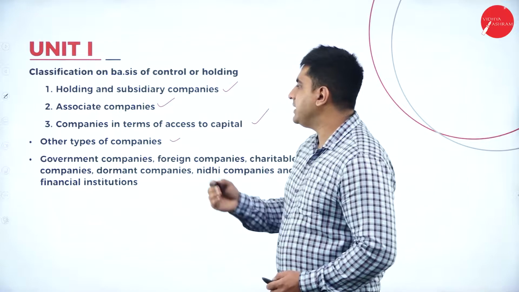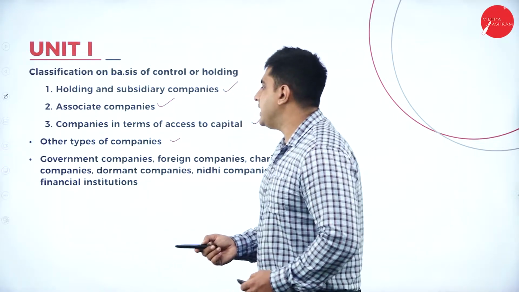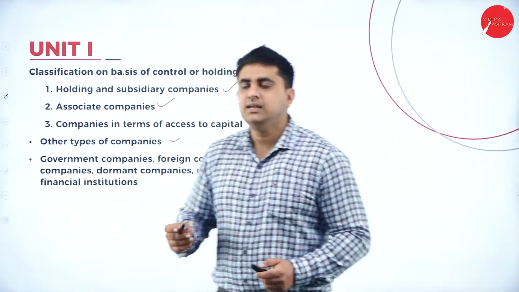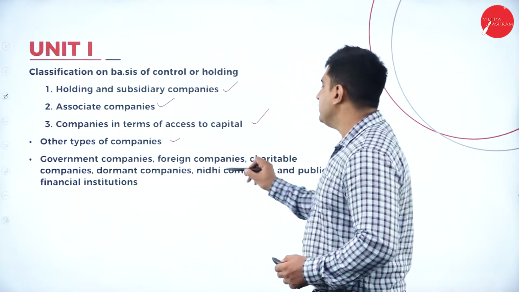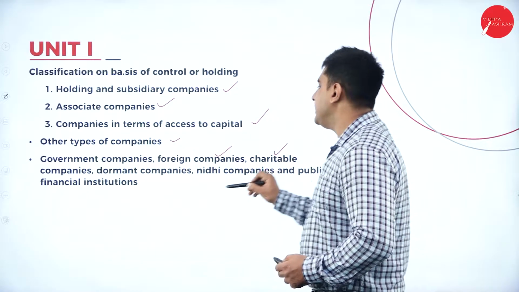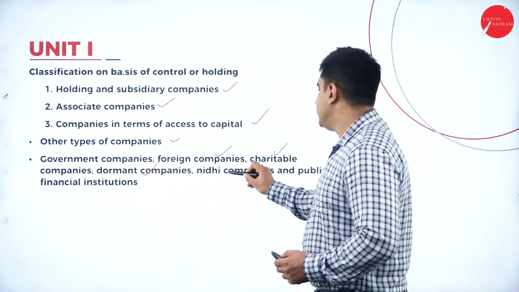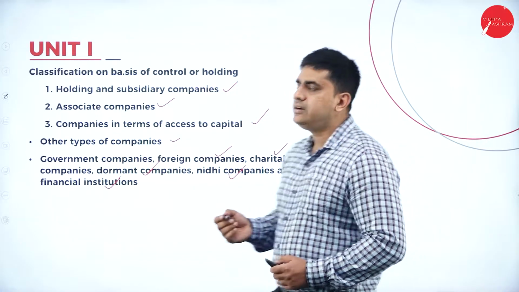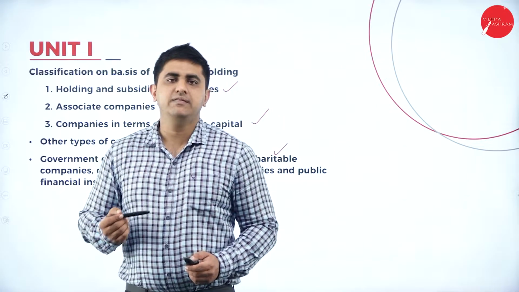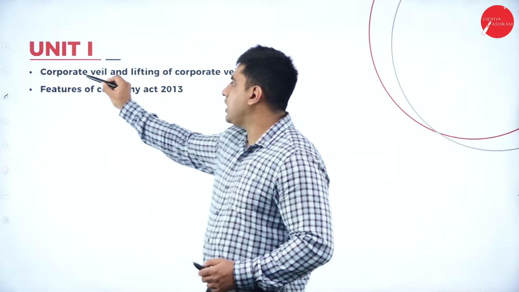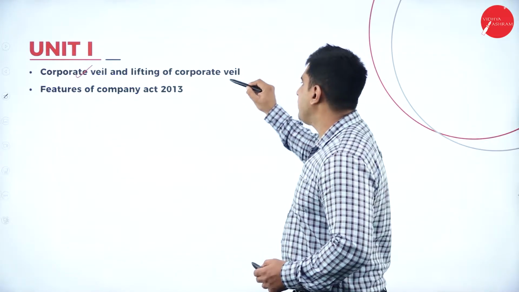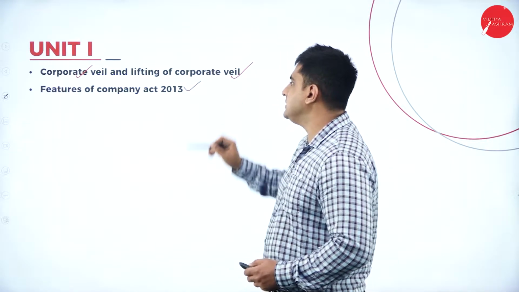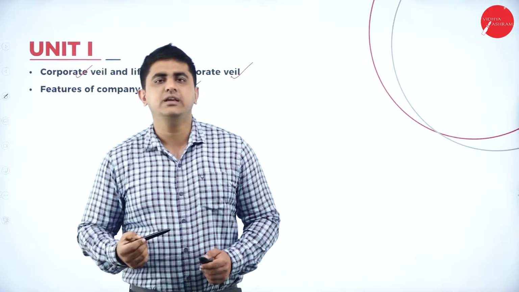So other type of companies are government companies where more than 50% shares are held by the government. Foreign companies, charitable companies, dormant companies, nidhi companies and public financial institutions. So these are the different types of companies which you will be dealing with. And also you will be understanding what is corporate veil and lifting of corporate veil and features of Companies Act 2013. So this is regarding your first unit.